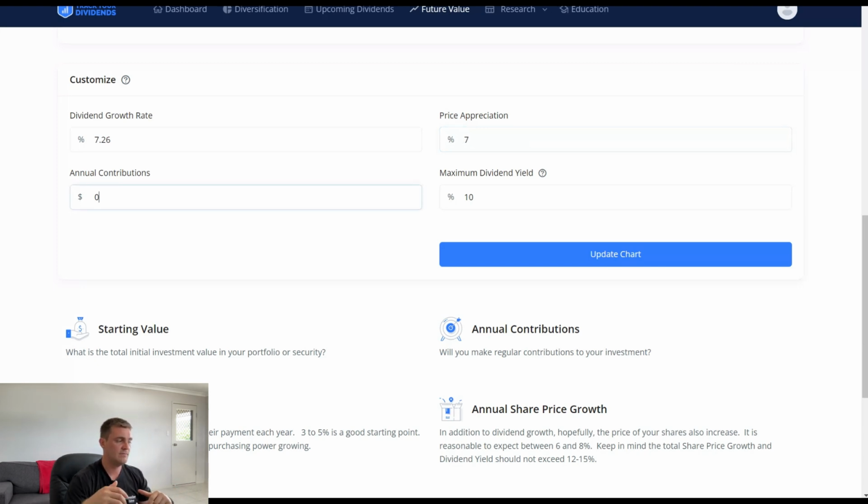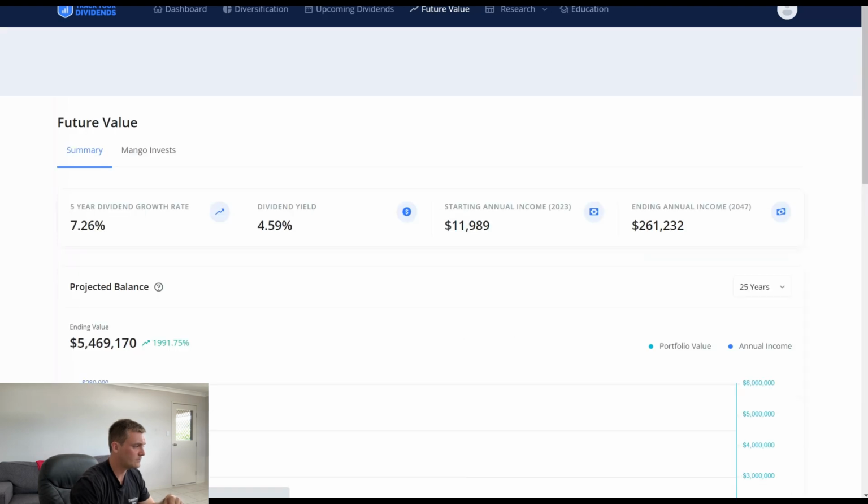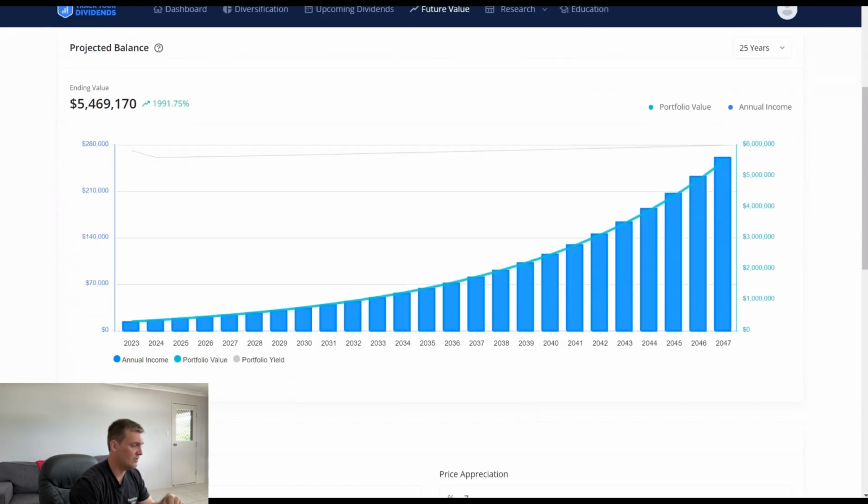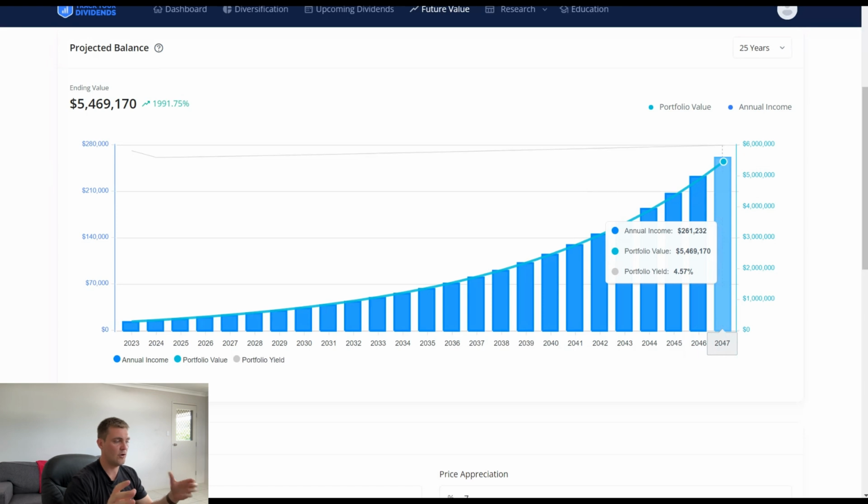Now let's just say you and I want to place in a few grand per year. So for me, I'll probably put in like $1,000 a month of my own money. So let's just go $12,000 per year. All right, now let's go update the chart. And as you can see there, after 25 years, that ending value before was 3 million. Now let's see it now. That's now sitting at $5.5 million with an average income of $261,000 just in dividends, which is bloody insane.